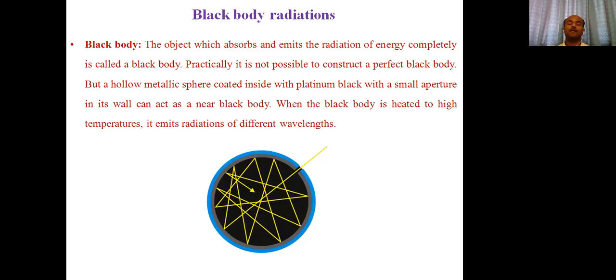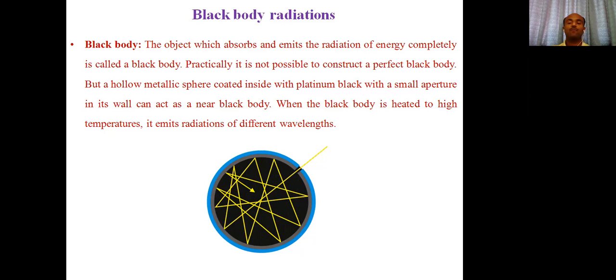Now, black body radiations. This is one of the important experiments. The object which absorbs and emits the radiation of energy completely is called a black body. Practically, it is not possible to construct a perfect black body, but a hollow metallic sphere coated inside with platinum black with a small aperture in it can act as a nearly black body.